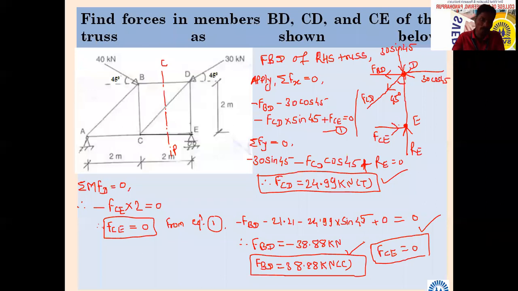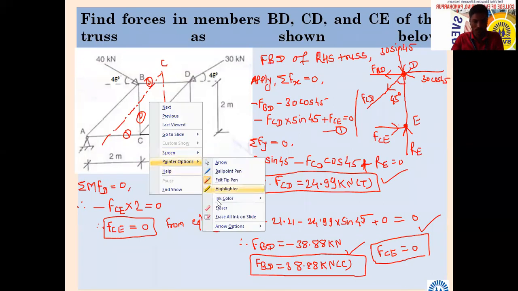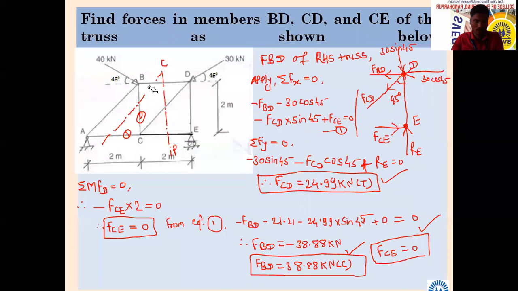Do you understand? I could have cut this truss in this way also, for example. Suppose it was asked to find the forces in AC, BC and BD, the three members that are cut. Then I would have cut the truss in this way. Do you understand?